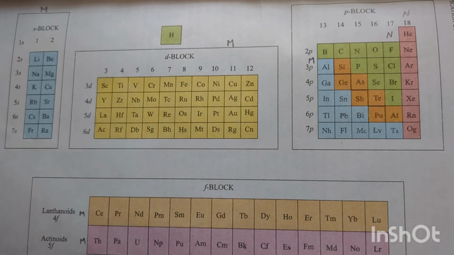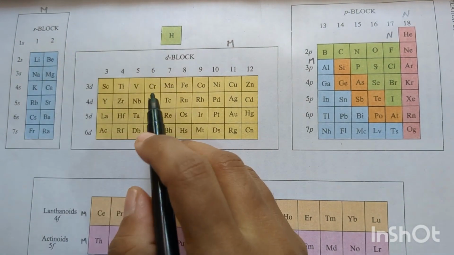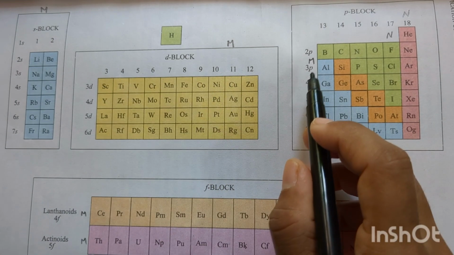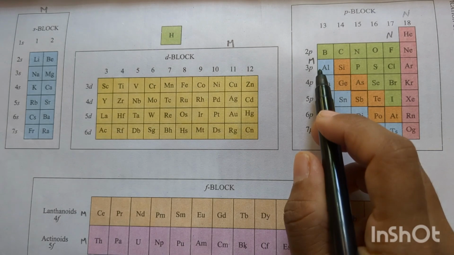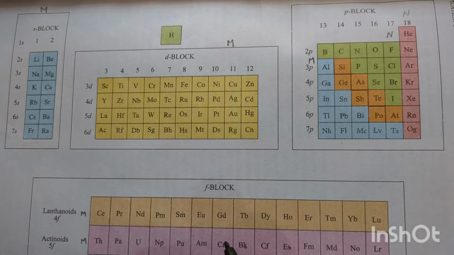Looking at the periodic table, the s block elements are metals, and the d block elements are almost all metals. Here we also have aluminium, gallium, indium. These blue colored ones are metals. Also here we have lanthanoids and actinoids, which are also metals.